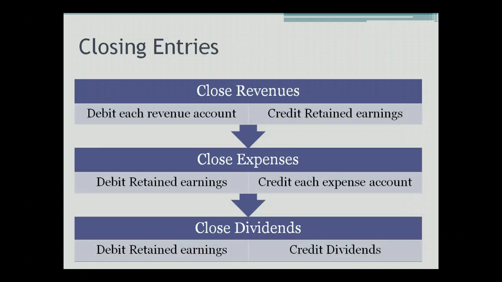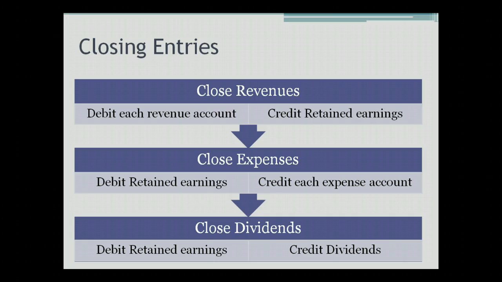The closing journal entries are described here. So to close out revenue, what you would do is debit all the revenue accounts you have. All this time we've only seen one revenue account, but sometimes if you've got multiple revenue accounts, you would debit each revenue account and credit retained earnings. To close out the expense account, you would debit retained earnings and credit each expense account. And then to close dividends, you would debit retained earnings again and credit dividends.